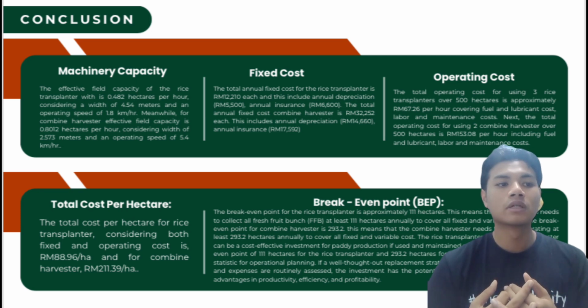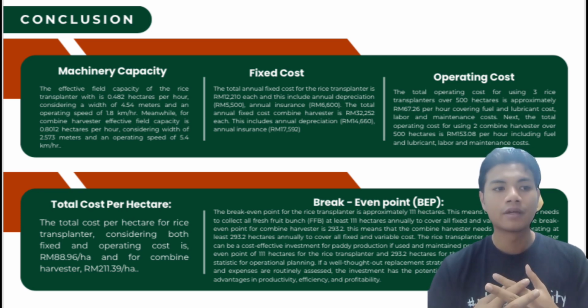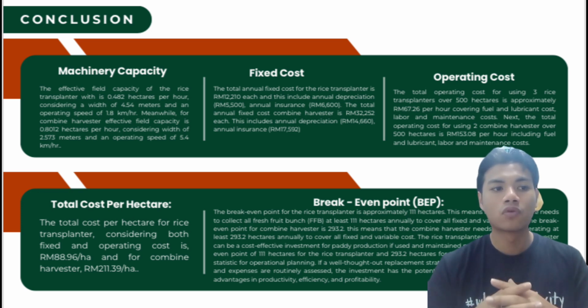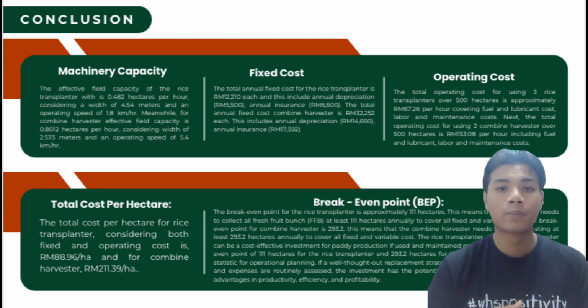So we go to the BEP, which is the break-even point. For the rice transplanter, we have 111 hectare, requiring the machine to cover at least 111 hectare annually to cover all fixed and variable costs. The combine harvester, on the other hand, requires continuous operation of at least 293.2 hectare annually to cover all fixed and variable costs. So, if you use these machines and maintain them properly, the rice transplanter and the combine harvester can be a cost-effective investment for paddy production.